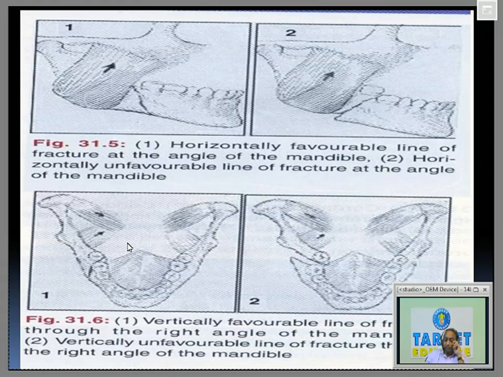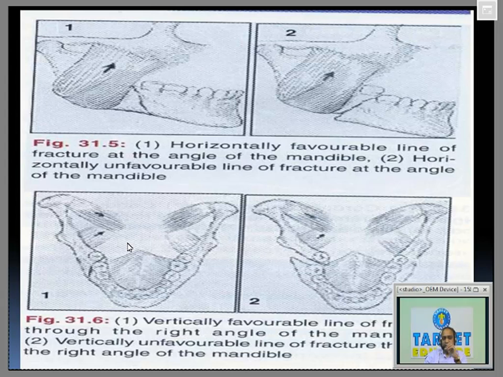Now, why are favorable or unfavorable fractures important? Because whenever you are doing a treatment plan, there are 3 principles of fracture management. First is reduction, second is fixation, and third is immobilization. Now, there are 2 types of modes of treatment, one is called open reduction and the other is called closed reduction.